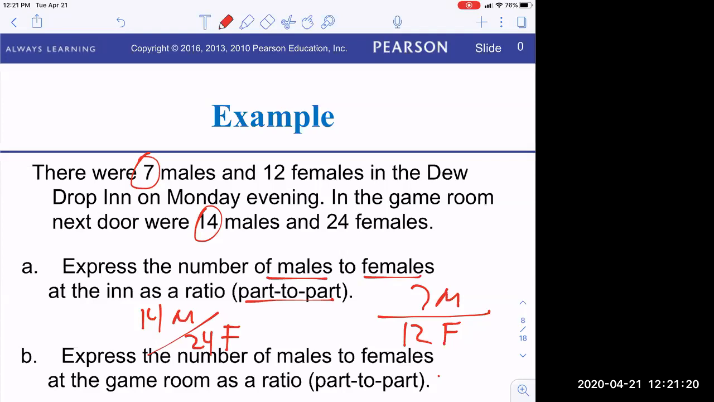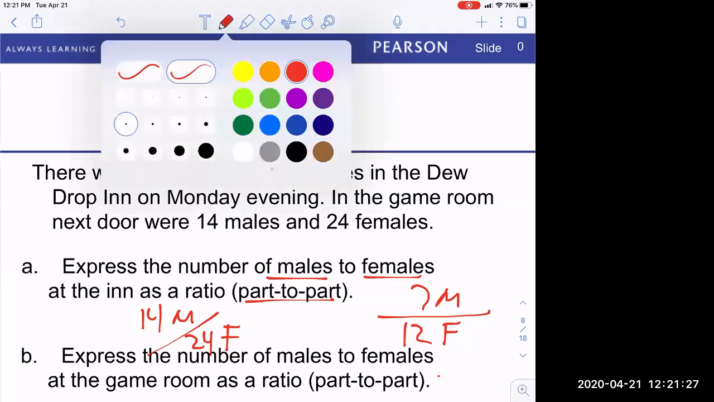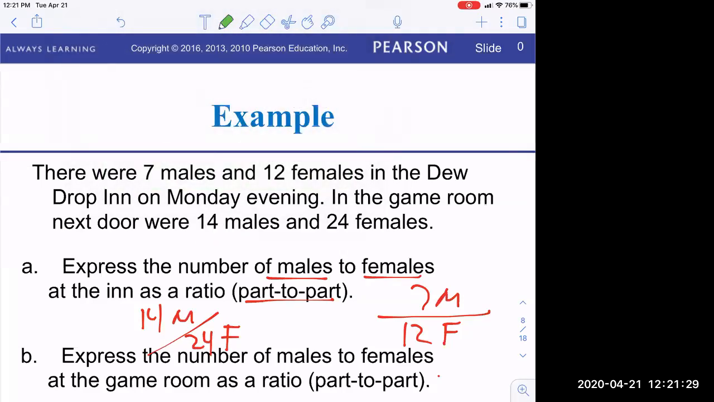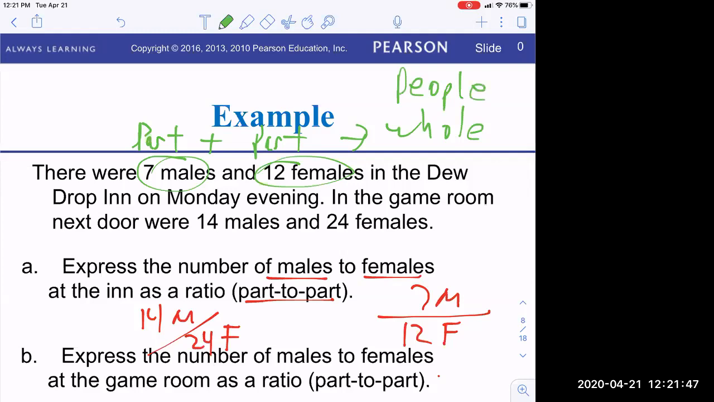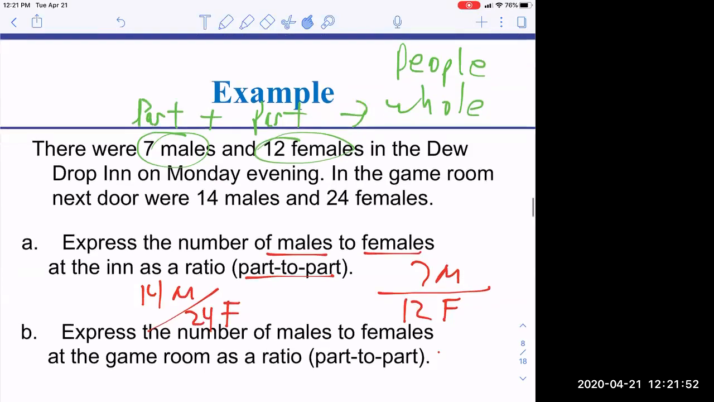These are called part to part because if you go back to the problem, if I combine males and females, they form the entire whole. Add all my parts, I get the whole, which in this case would be people that are in the rooms. So the next problem is a part to whole problem.